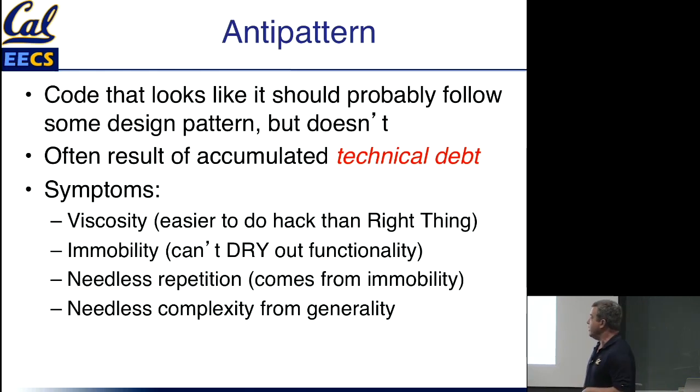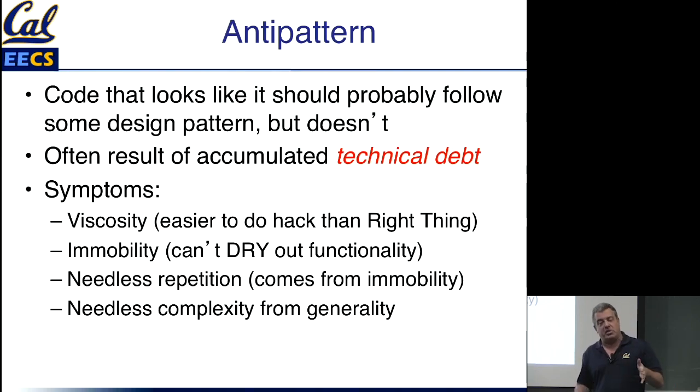And probably you experience some of these symptoms yourself that will tell you if your code is creeping toward an anti-pattern. Using the terminology of design patterns, viscosity is when you know what the right thing to do is to extend your code in a certain way, but it's easier to do a hack than it is to do the right thing. Right? If your code was well factored, it ought to be easier to do the right thing. Immobility. We talk over and over again about the concept of DRY. How do you pull out commonly used things and put them into a reusable module, whether that's a function or a class?